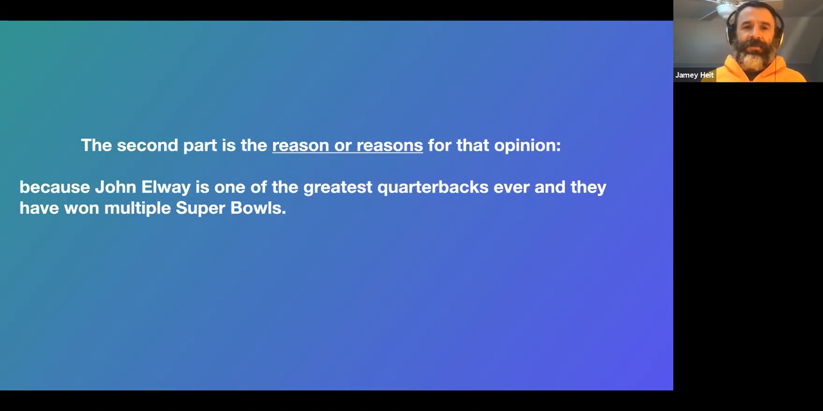The second part is to provide the reason or the reasons for that opinion. So I might add, well, I think that because John Elway is one of the greatest quarterbacks ever, that would be point A, and they have won multiple Super Bowls, that would be point B. Position and reasons for that position. That's how you build a good thesis statement.